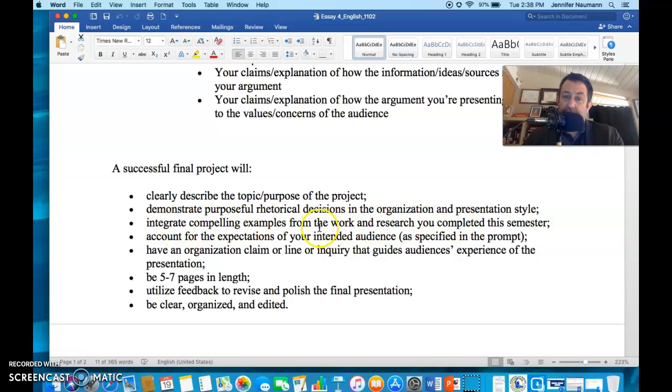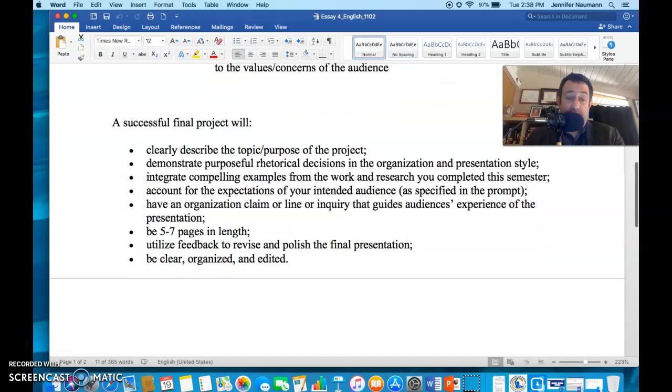Integrate compelling examples from the research that you've collected and compiled during the semester. Account for the expectations of your audience. What does your audience think? What does your audience maybe believe? Or what kind of information do they want? Your thesis, of course, you want to guide your essay. That's your inquiry into what the audience is going to be convinced of, and you want to guide us through that in a logical way throughout the essay. It should be 5 to 7 pages.